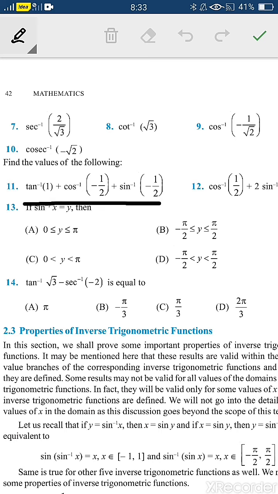Tan inverse 1 plus cos inverse minus half plus sin inverse minus half. You have to find the value of this. So you will take tan inverse as the first function, cos inverse as the second function, and sine inverse as the third function, right? Simply, by taking the first function you will find its principal value, then the second function, then the third function.